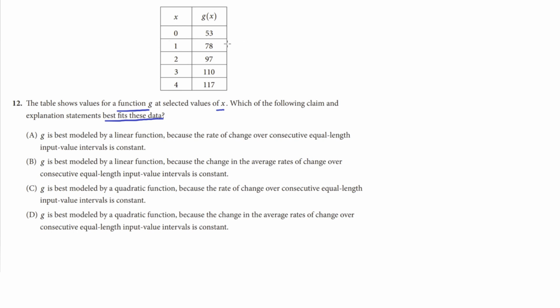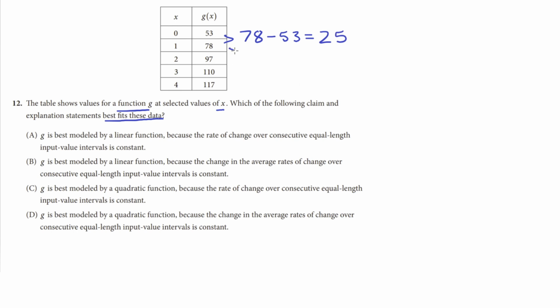So let's look at the changes from g of x between each value. For the x values, we see that they're all increasing by 1 each increment. So now let's calculate the differences in the g of x values. From 53 to 78, so 78 minus 53, that's equal to 25.